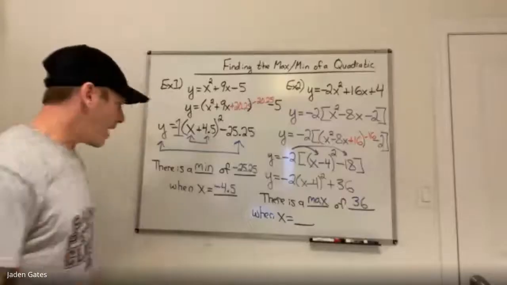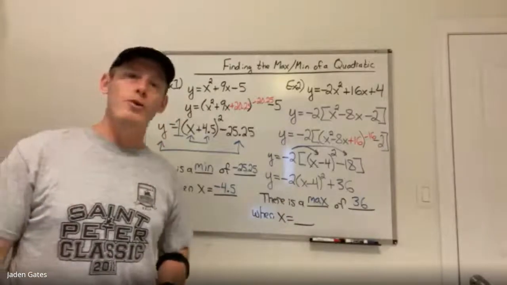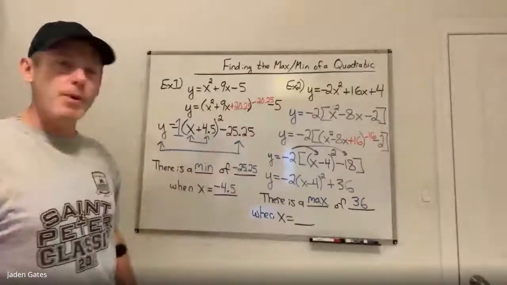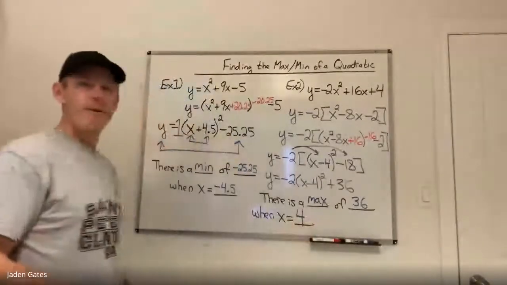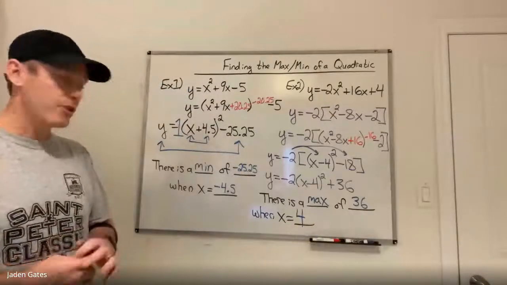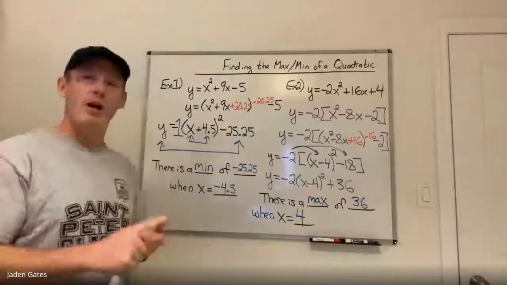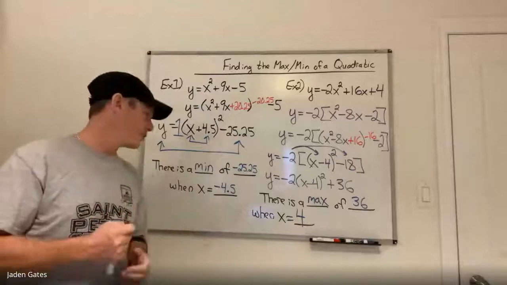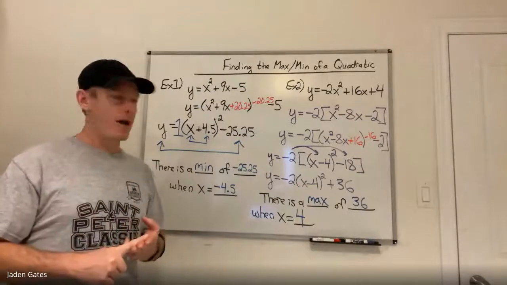And where does it happen? Again, I look at my x value, which is inside the brackets. Again, it tricks you up. It always looks the opposite. So it says x minus 4 in there, which means our x value actually is 4. And so there I answer 3 questions all in one simple little sentence. There is a max of 36 when x equals 4. Tells me, do we have a max or min? What is it? And where does it happen?